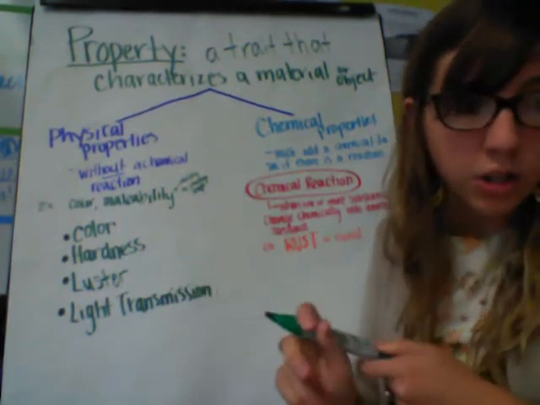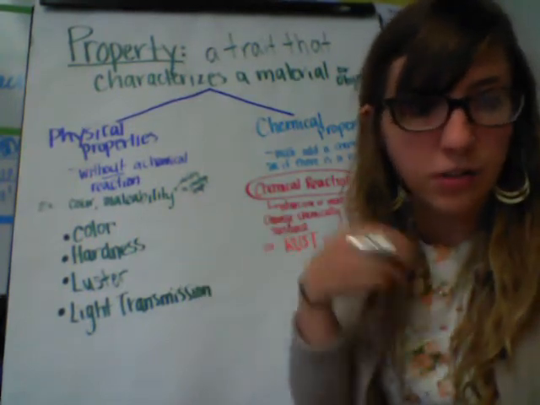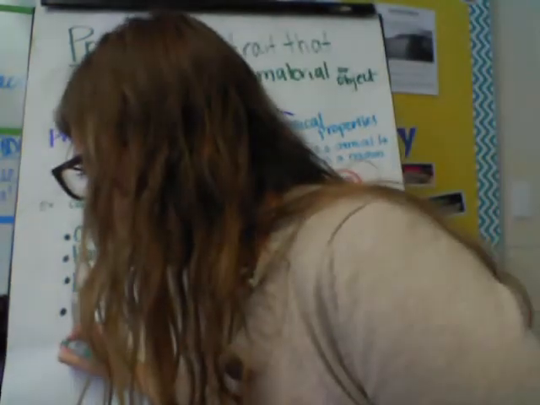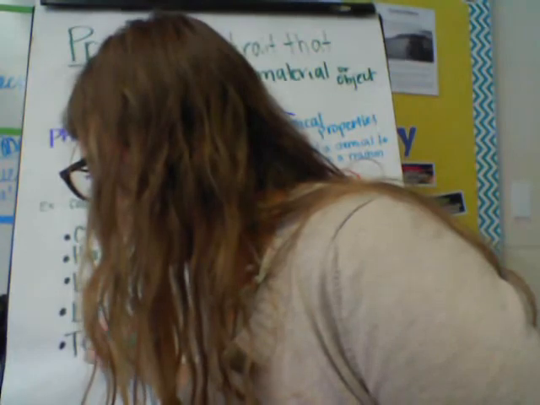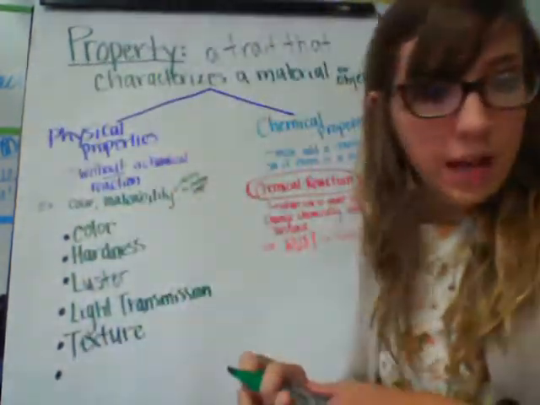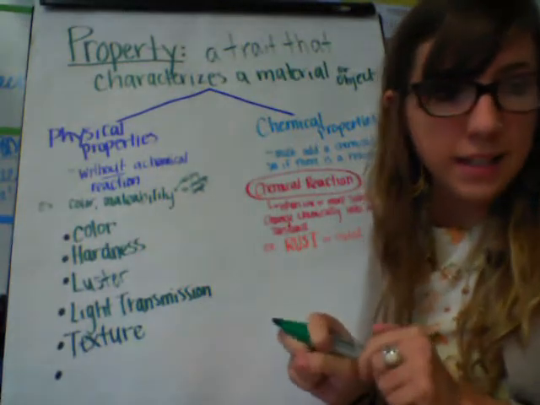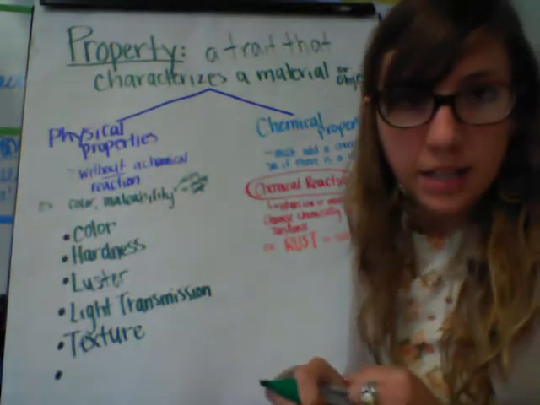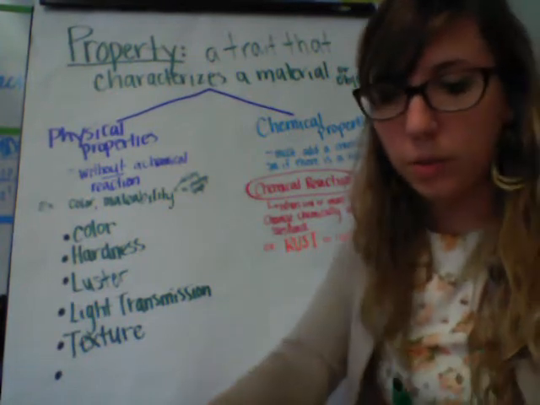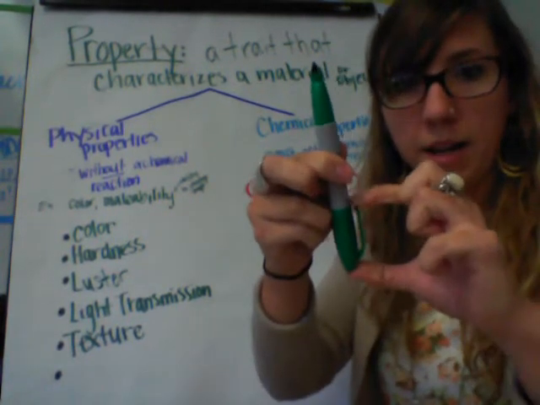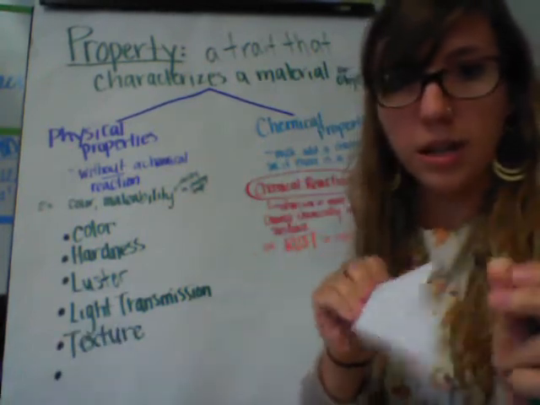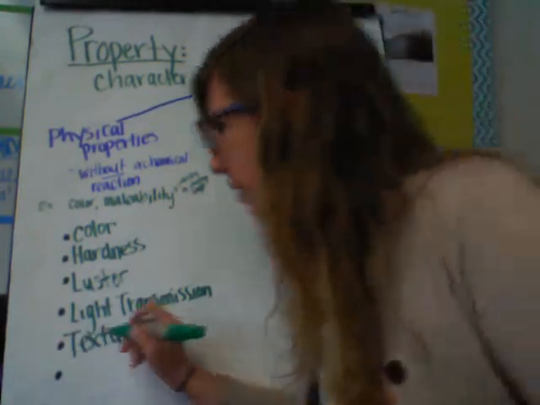Okay, then we have texture, and that's really how does it feel in your fingers? Is it gritty? Is it smooth? Those types of things. So that's texture. Okay, and the last one that you guys are going to test is going to be flexibility. Does your material bend with a little pressure? For example, this pen cap has some flexibility, not nearly as much as this paper though.